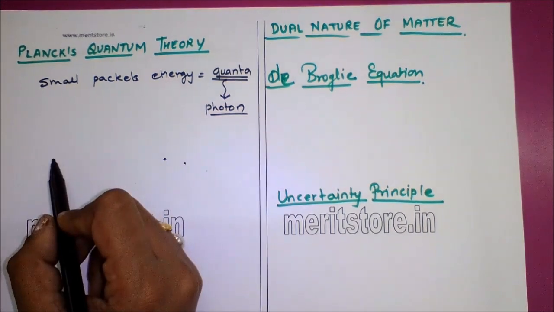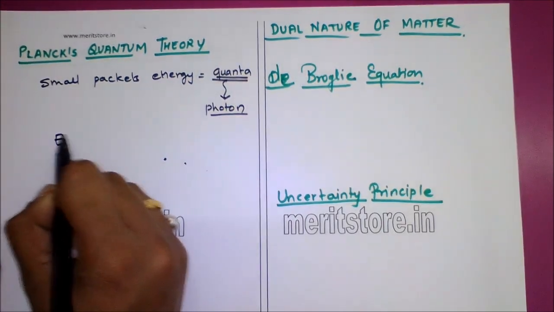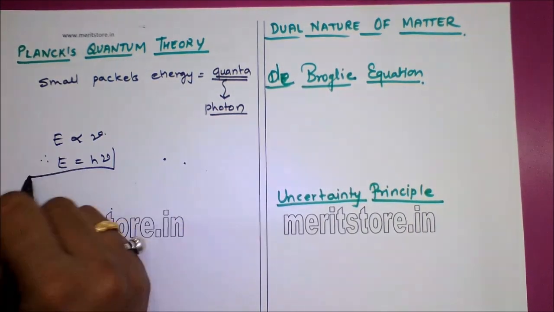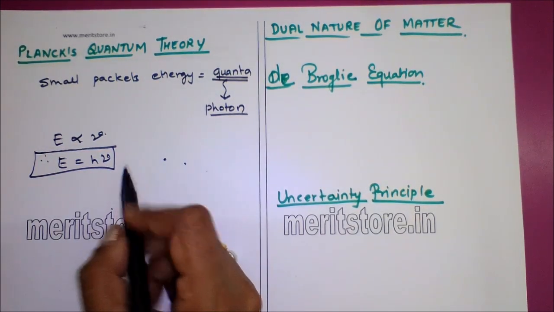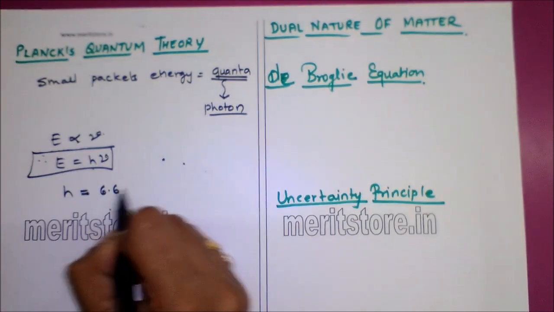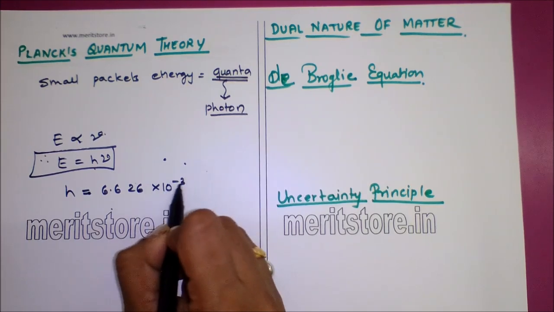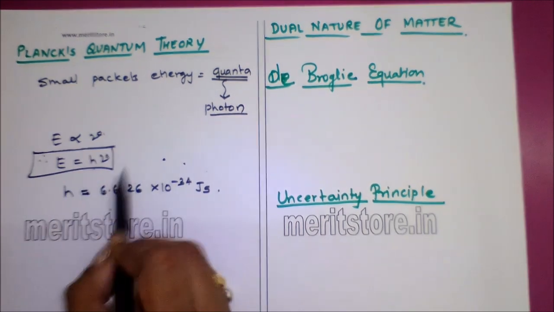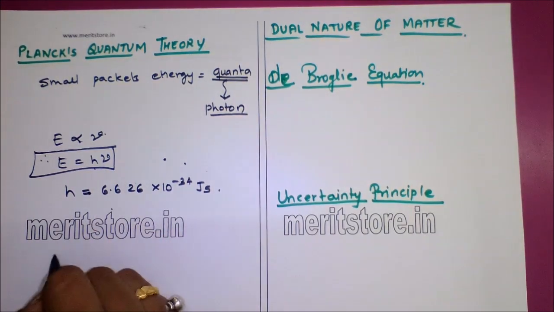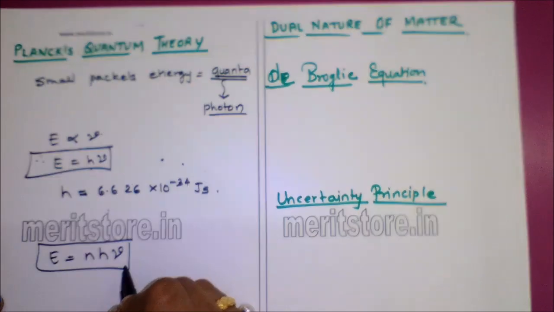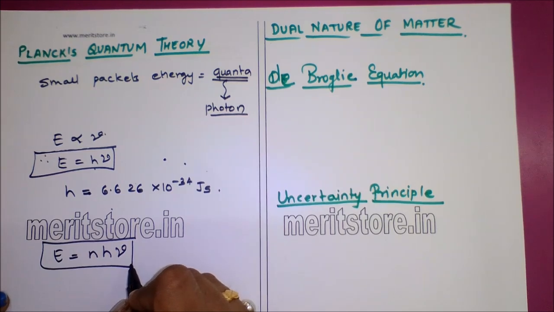The amount of energy associated with one photon is directly proportional to the frequency. Therefore, we have E equals h nu. That's called Planck's quantum equation, where h is Planck's constant, which has a value of 6.626 into 10 raised to minus 34 joule second. Now a body can emit or absorb energy only in whole number multiples of this quantum. So we can say E equals n h nu. In general, for any electron we can use this quantum theory equation.